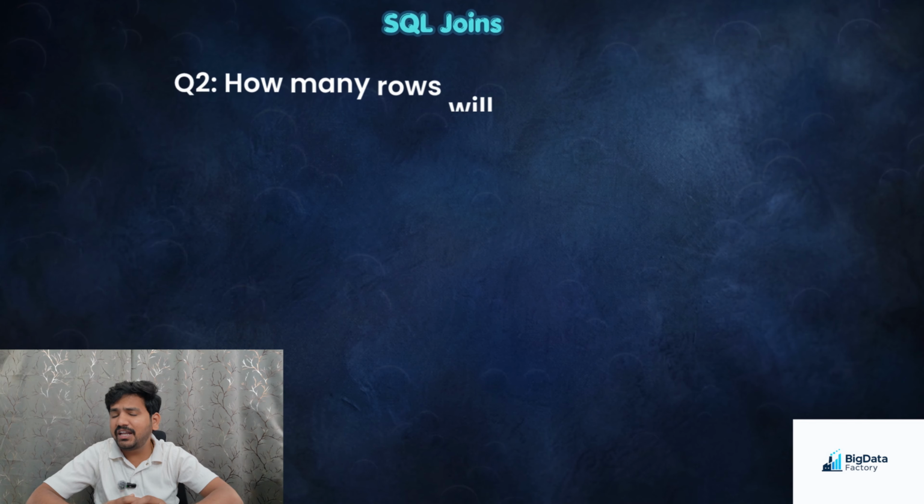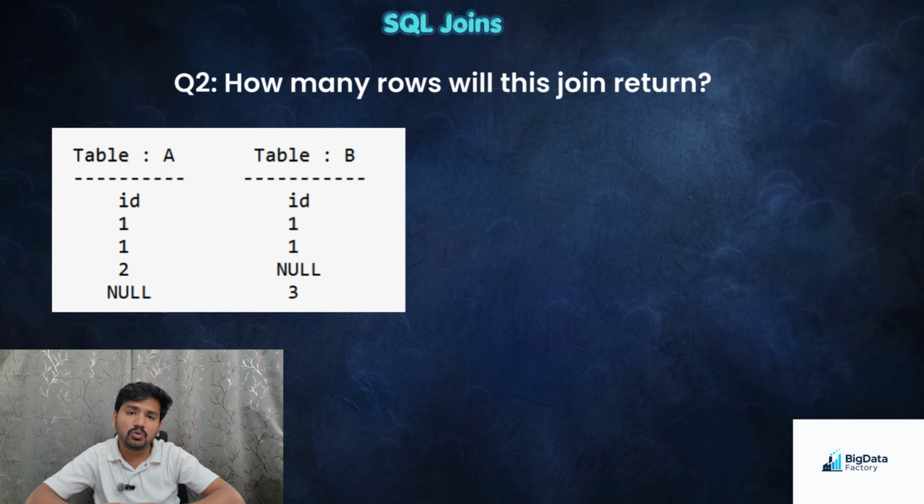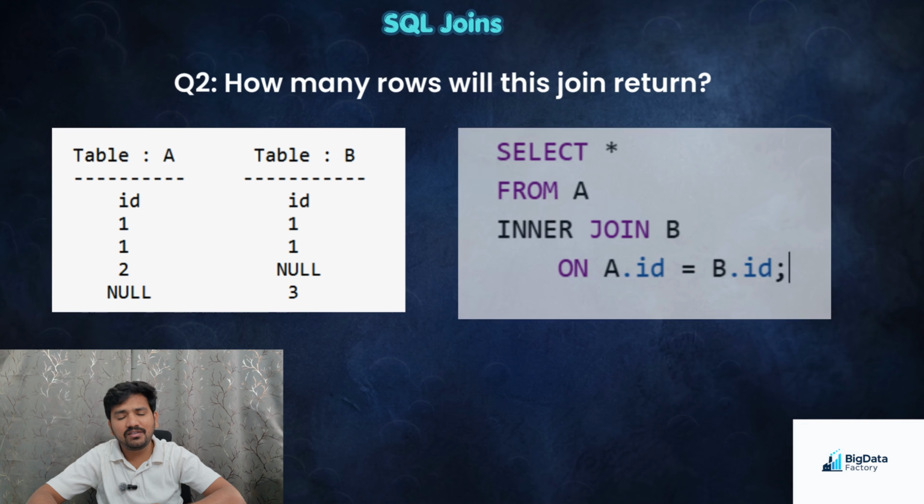This one looks small, but it catches a lot of people. Question 2. How many rows will this join return? So here, table A has values 1, 1, 2, null. Table B has values 1, 1, null, 3.